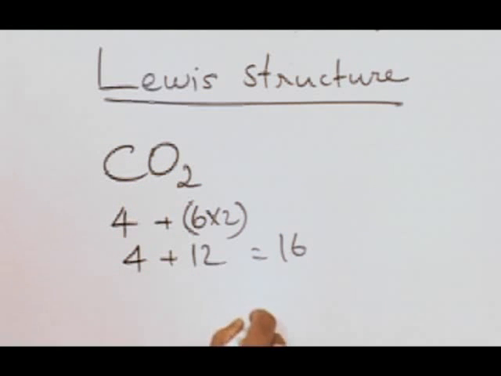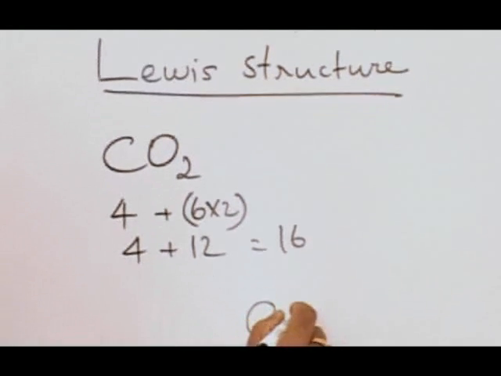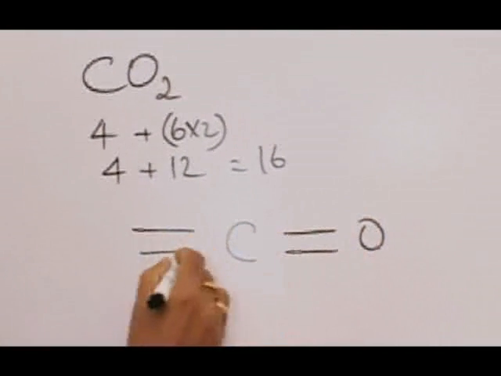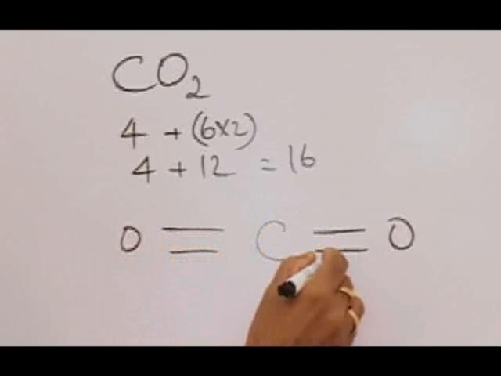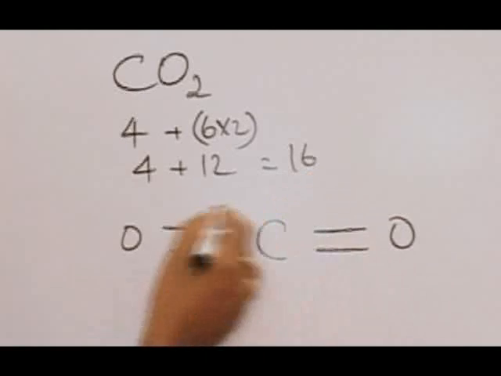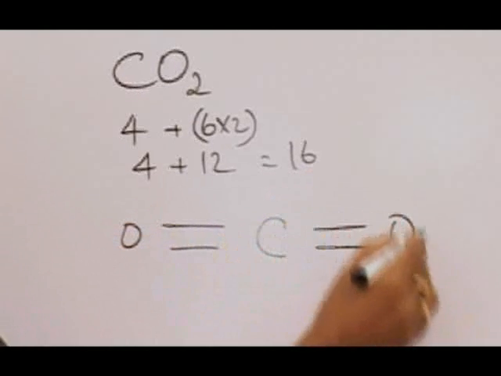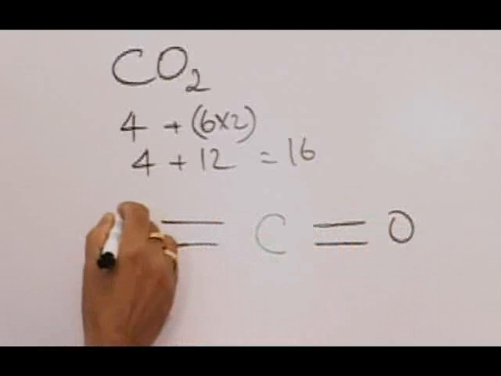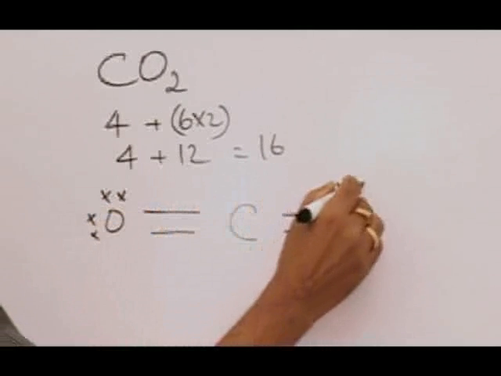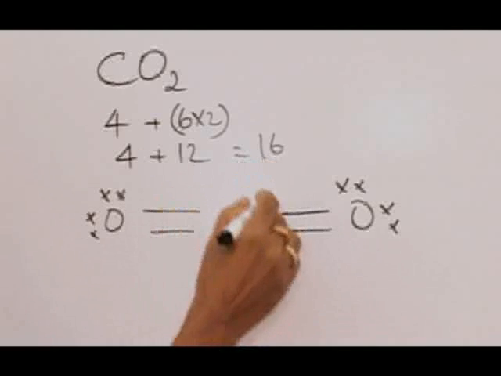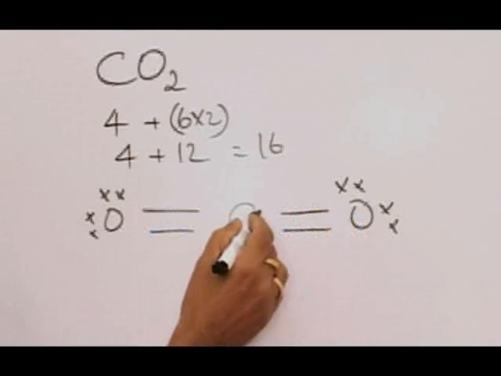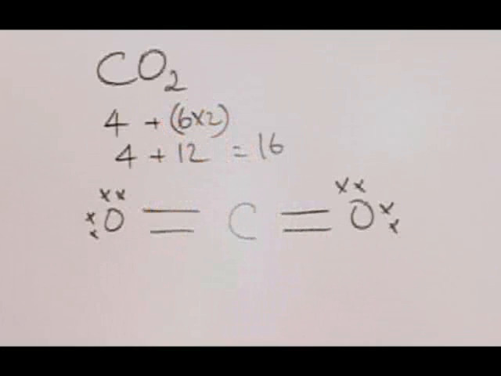In this case, carbon is here, that is the central atom. On either side, we have to put the oxygen. So now 2, 4, 6, 8 electrons are already covered, and the remaining 8 electrons we have to allot in such a way that all the atoms get an octet. For example, this oxygen has now 4 and here also 4. So now if you count, total 16 electrons and all the atoms get an octet, and this is the Lewis structure of carbon dioxide.